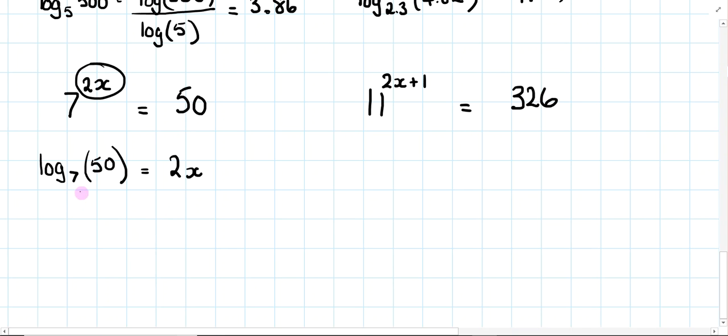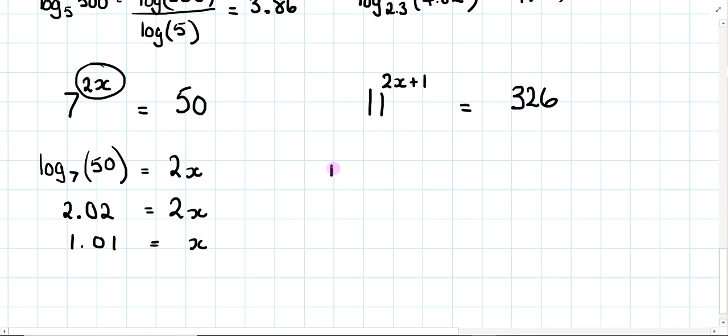So then I say log to the base 7 of 50 is 2.02, and 2.02 equals 2x, so then you just get 1.01. So x is 1.01. Okay? That's fine, when you do the same thing.